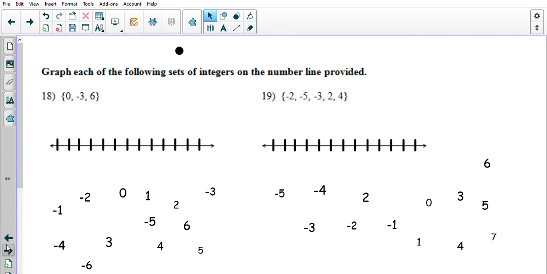You don't have to have as many as I have, but in number 18, for example, my smallest number is negative 3. My biggest number is 6. So I need to have enough tick marks on my number line to get me from a low of negative 3 to a high of 6.